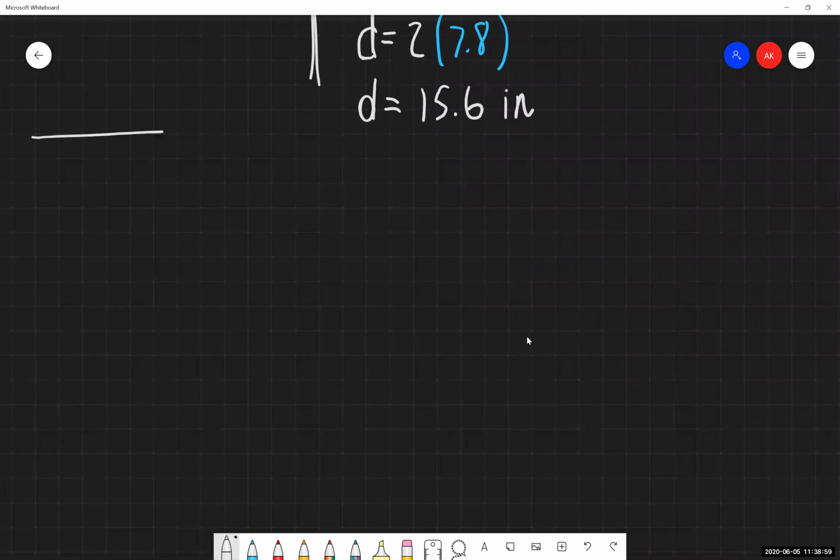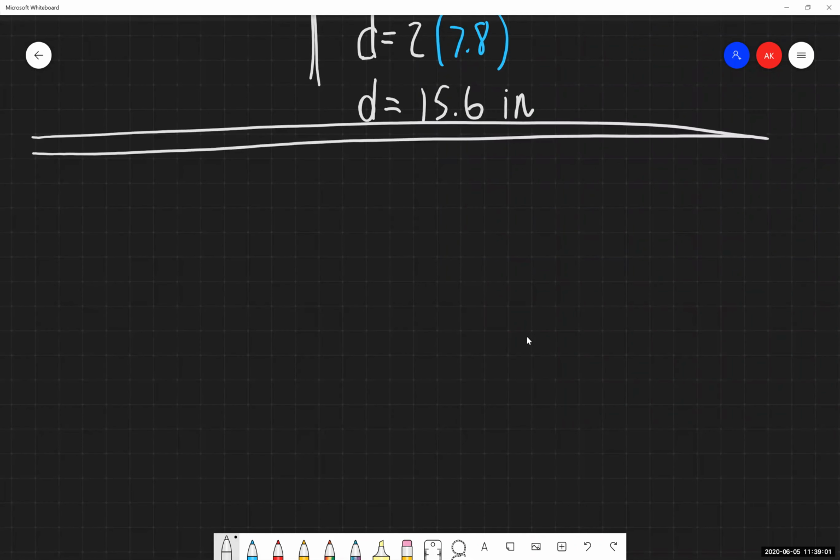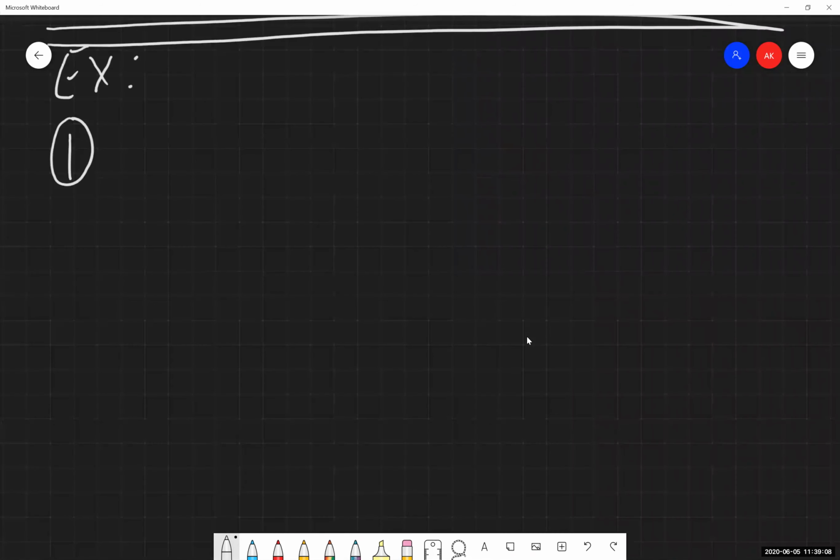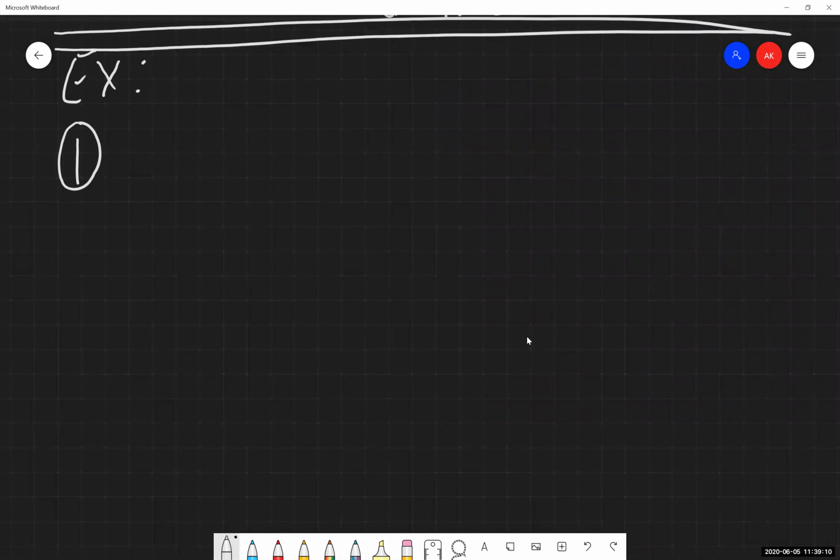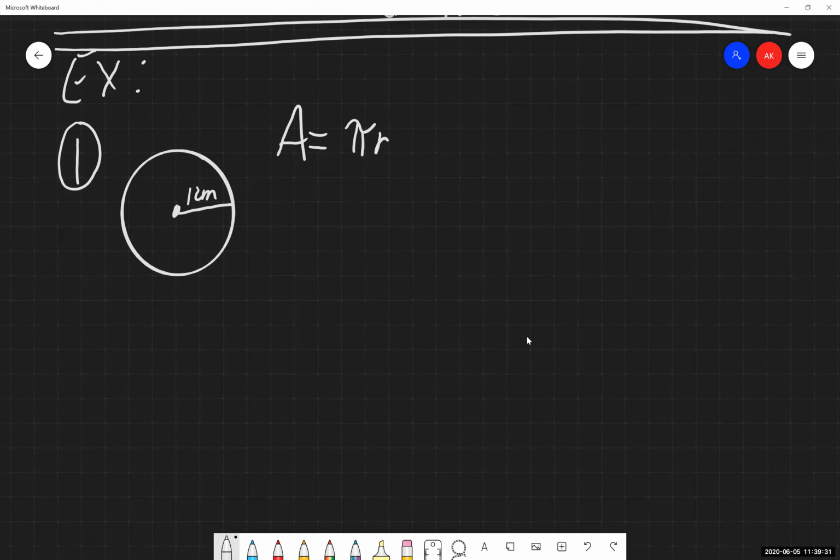So our first example that we had, we were asked, determine the area if the radius is equal to 12 meters. So we've got our picture here. Our radius is 12 meters. We are working with a circle. We are working with the area of a circle. So get that general equation written down for yourselves. So area is equal to pi r squared.